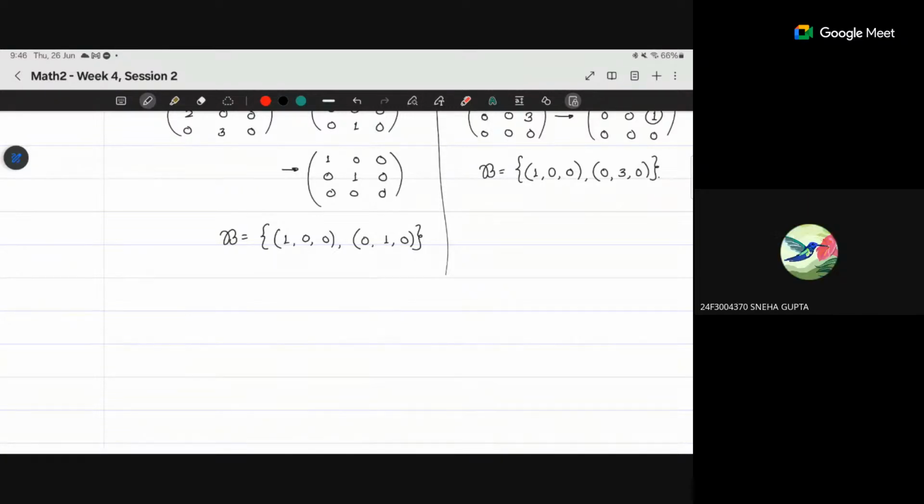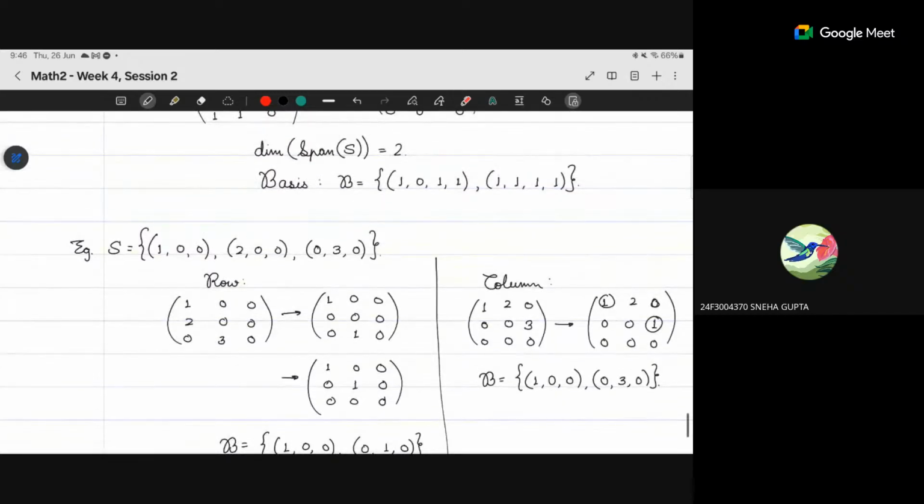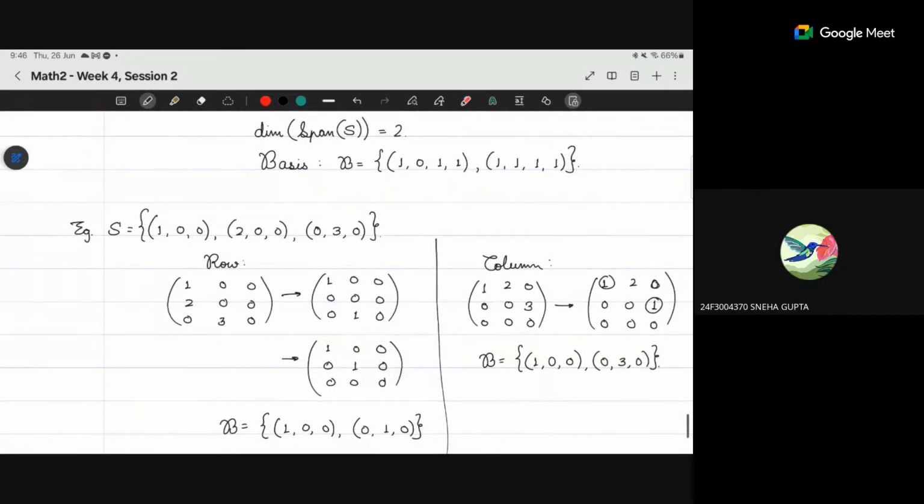Sir, can you move the screen a little out? Here, sir. Here S is equal to 100 and 200 in that one. We have written basis is equal to 100 and 010, the one you have gotten after the row echelon form. You've not written the original one that was in that S. Yes, that is sort of the point.